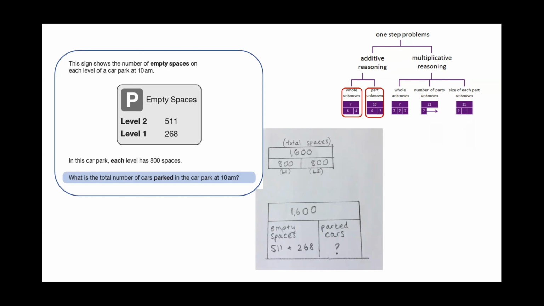Once I've added those together, I now think about the parked cars. Again, we're looking at additive reasoning. I know the empty spaces. That's one part. I know the whole. There are 1,600 spaces available, but the bit I don't know is the parked cars. So now I can subtract my empty spaces from the total spaces available to find the parked cars.